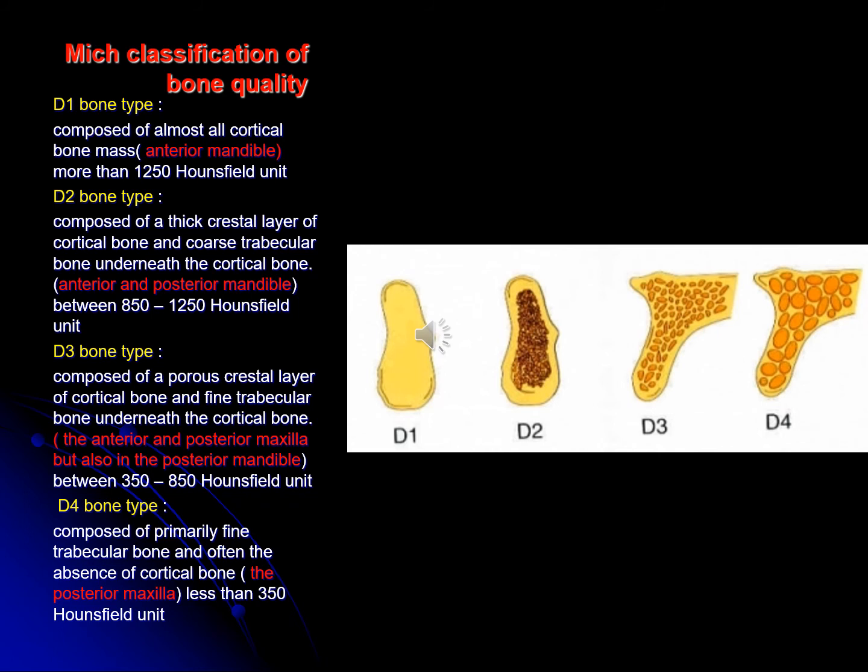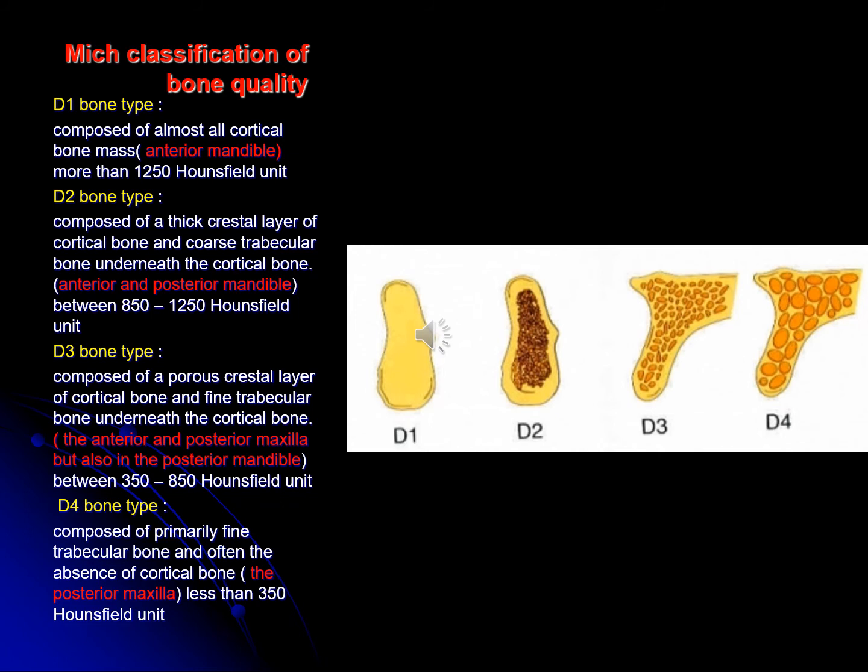In D4 bone type, we have limited primary stability because there is no cortical bone. We have limited osseointegration because we don't have dense cancellous bone.